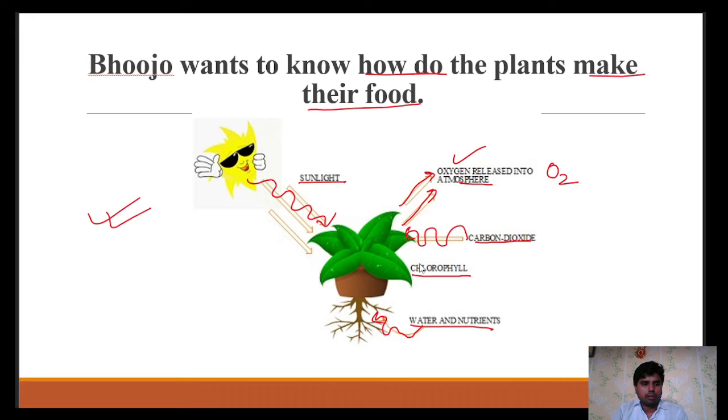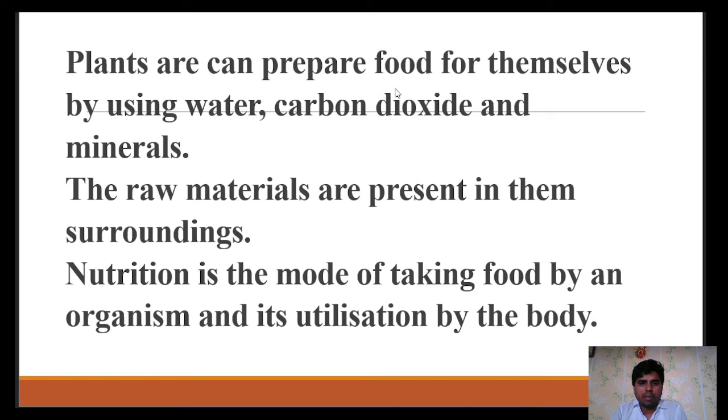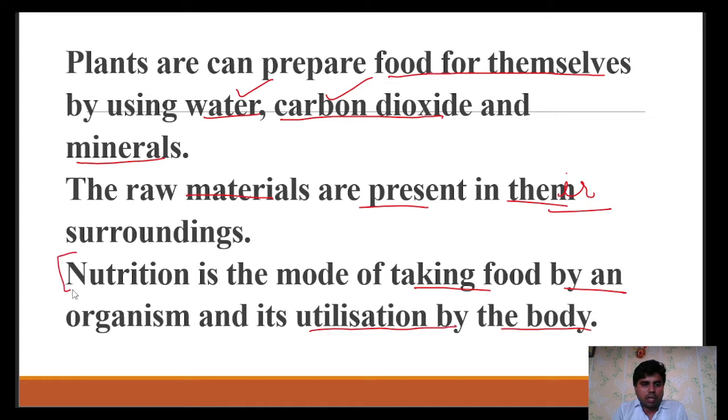So students, we can see that plants can make their own food. Plants can prepare food for themselves by using water, carbon dioxide and minerals. And from where do the plants get these things? They get the raw materials present in their surroundings. So nutrition is the mode of taking food by an organism and its utilization by the body. Nutrition does not mean only eating the food, but also its utilization.